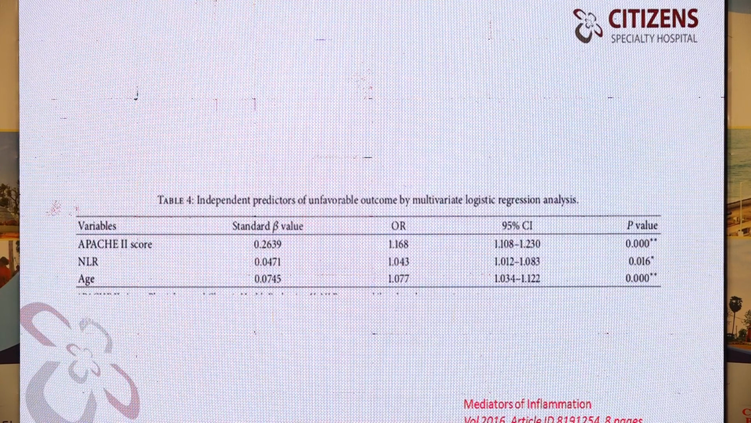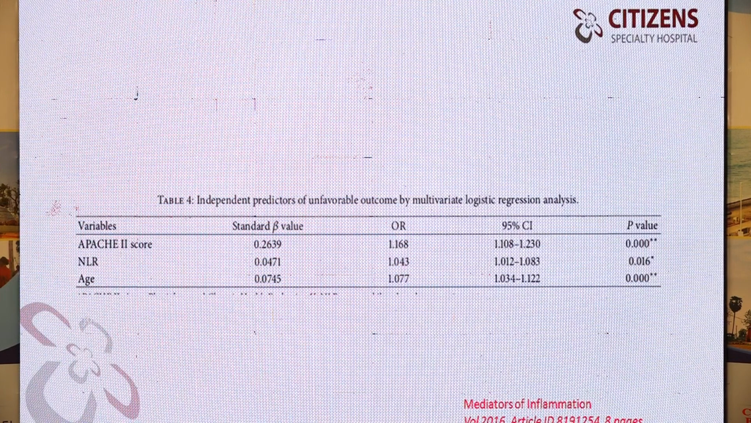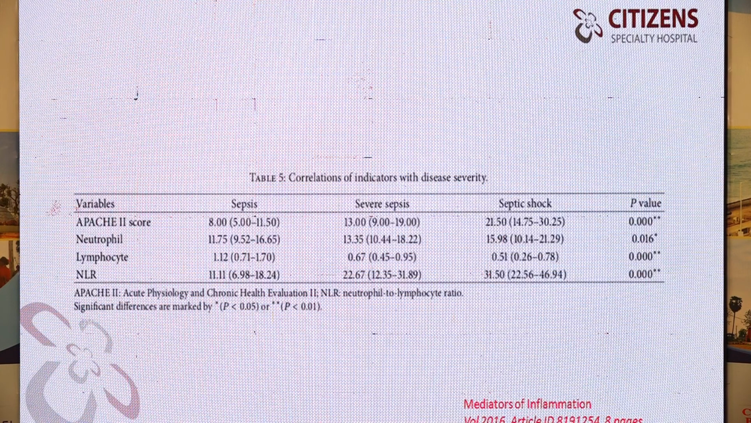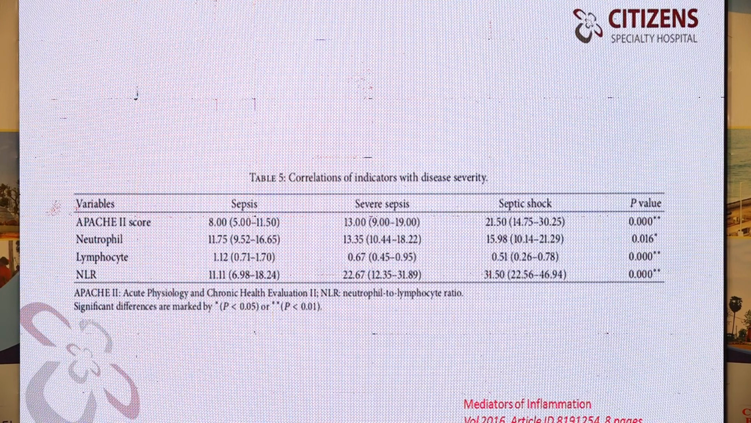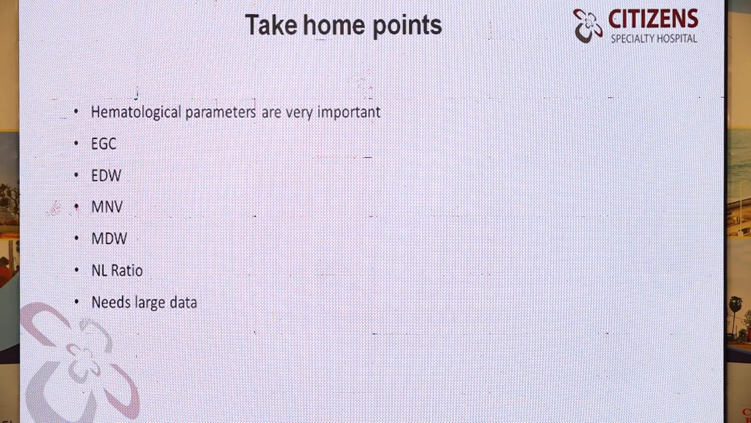So when they looked into a multivariate logistic regression analysis, APACHE II, NLR and age increased, and the increase of these values has increased the mortality. Indicators of disease severity, APACHE II, neutrophil, lymphocyte and NL ratio, have increased the mortality. As the severity increases, from sepsis to severe sepsis and septic shock, these ratios or numbers also increase.